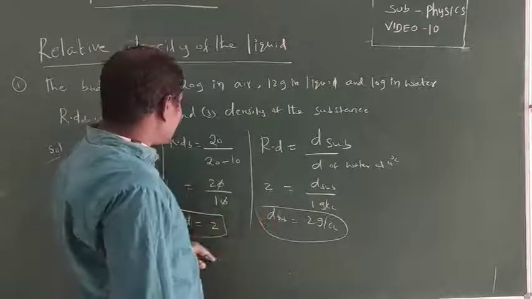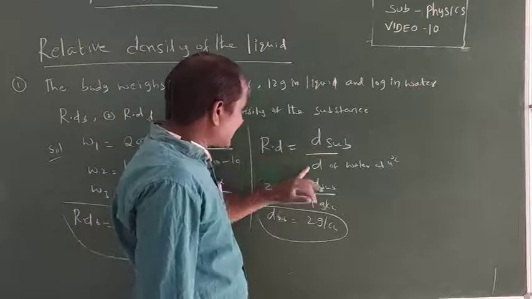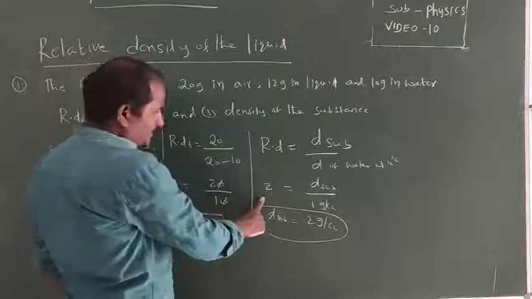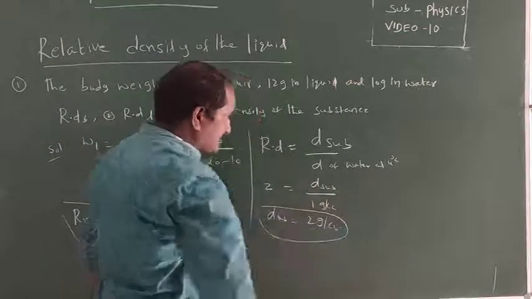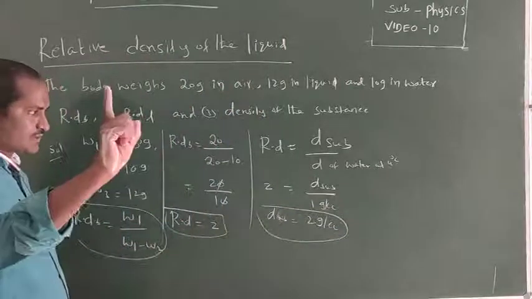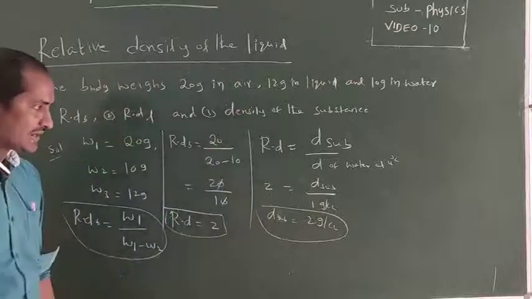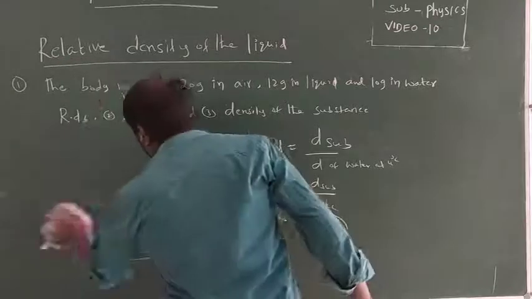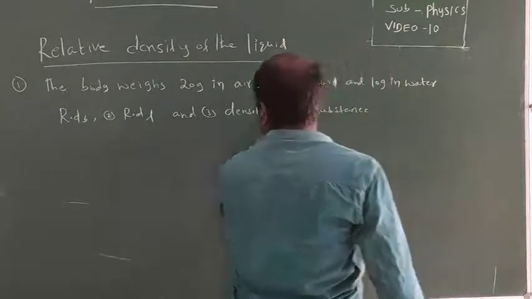So from this we can find the density of the substance. RD equal to density of the substance by density of the water at 4 degrees Celsius. So we got RD equal to 2, equal to density of the substance by density of the water at 4 degrees Celsius, in CGS system that is 1 gram per cc. So I'm doing cross product here, that is equal to 2 gram per cc. Now I will explain the relative density of the liquid, second one.